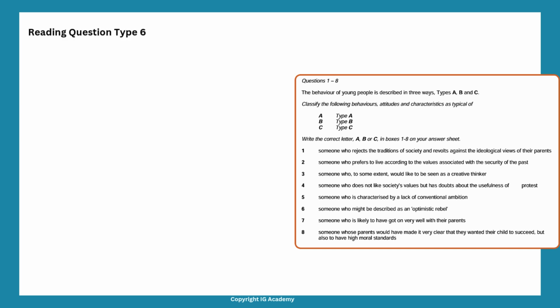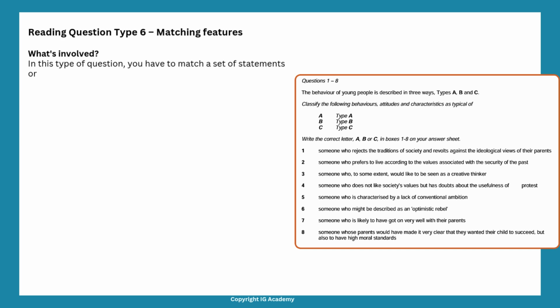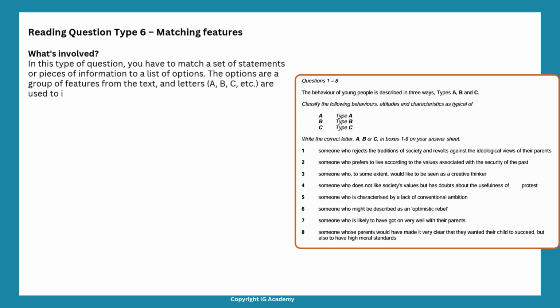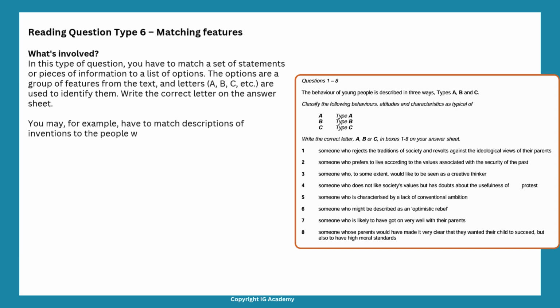Reading question type 6 is matching features. In this type of question, you have to match a set of statements or pieces of information to a list of options. The options are a group of features from the text, and letters A, B, C, etc. are used to identify them. Write the correct letter on the answer sheet. You may, for example, have to match descriptions of inventions to the people who invented them.